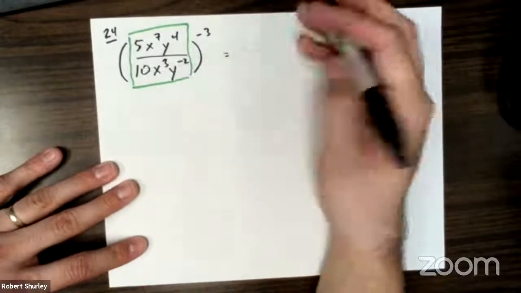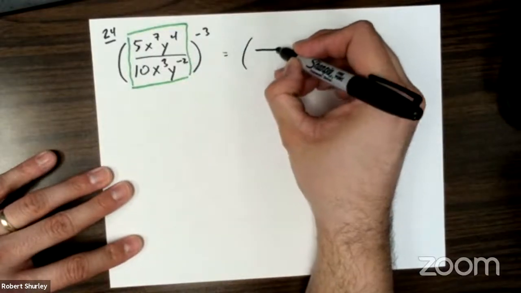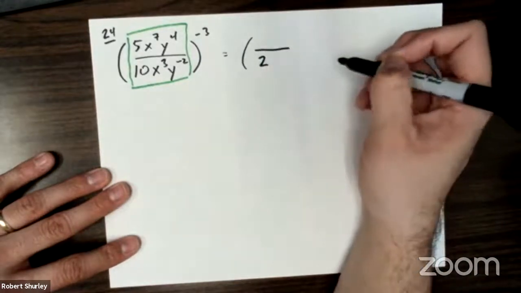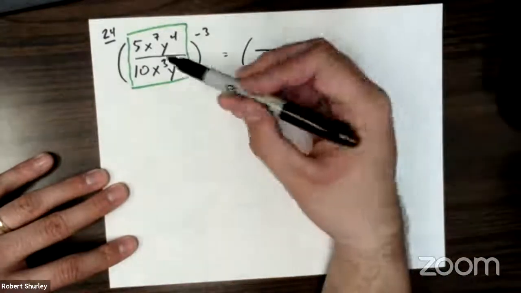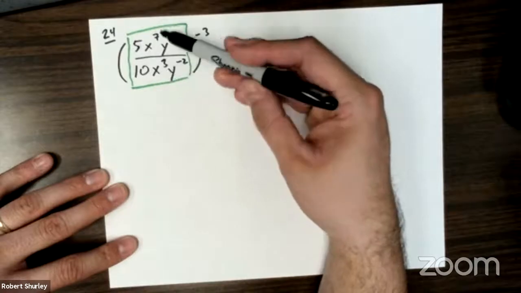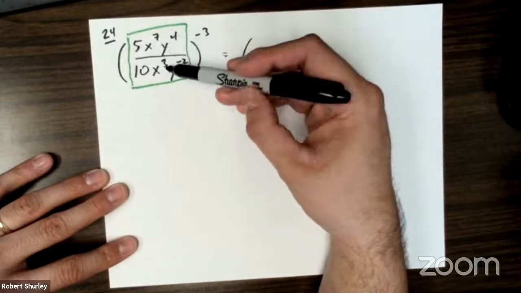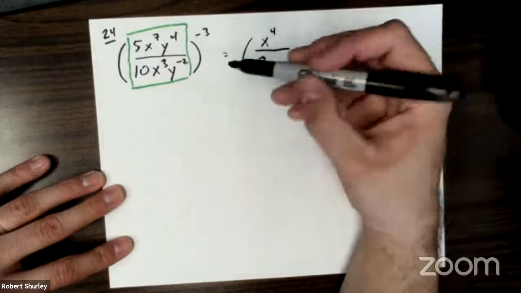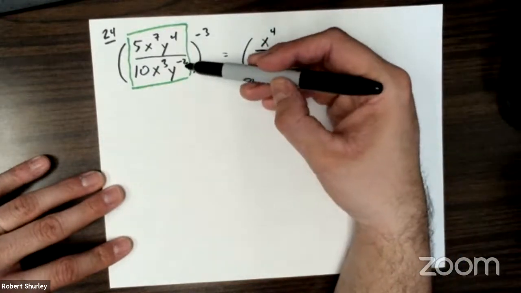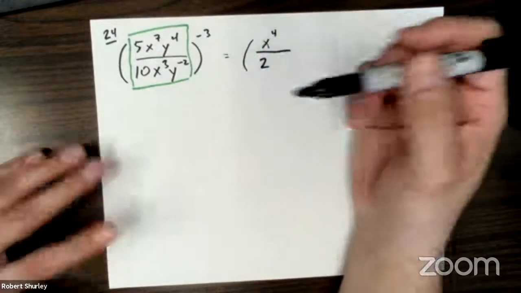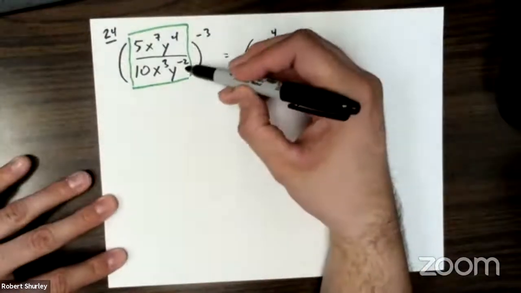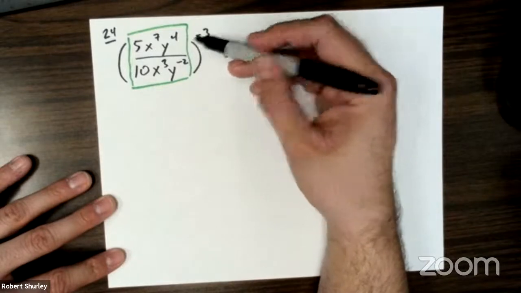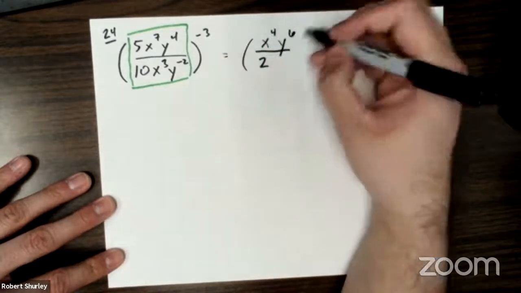So 5 over 10, that's just 1/2. I'm going to just write a 2 down there. You can write the 1 if you want, but we don't have to. X to the 7th over x cubed: I've got 7 on top and 3 on bottom, that's going to leave me with x to the 4th. Now, 4 minus a negative 2. We can kind of do this in our head, especially if we did the homework yesterday. We bring this negative 2 to the top, it becomes y squared. So this would leave me with y to the 6th on top.